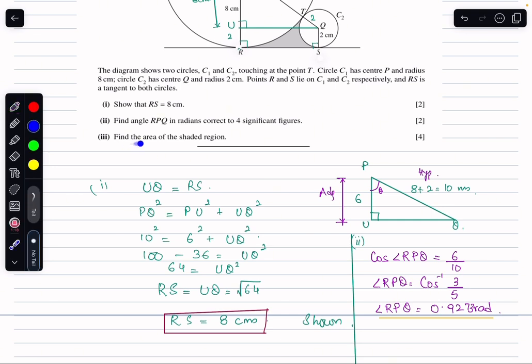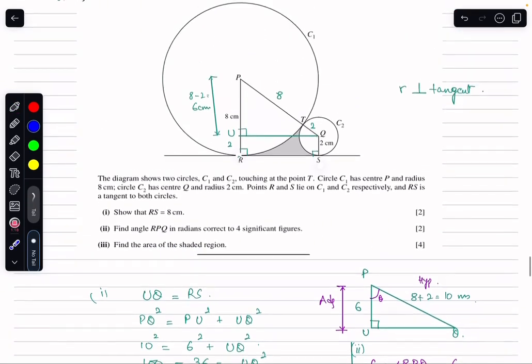The third part says find the area of the shaded region. This is our shaded region here. To get the area of the shaded region, what I can see is that P, R, S, Q, and then P make a trapezium with PR and QS parallel to each other and RS being the height between the two parallel sides.